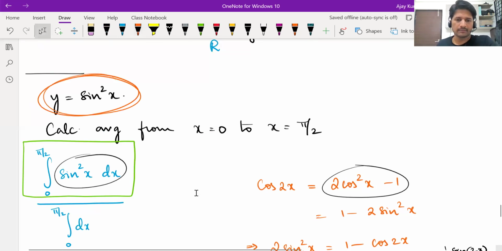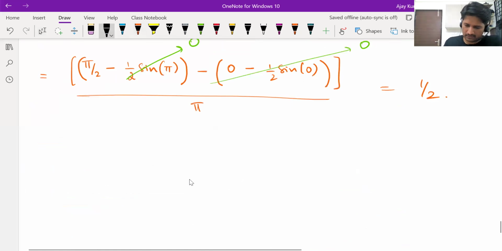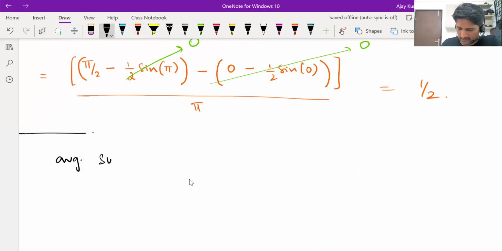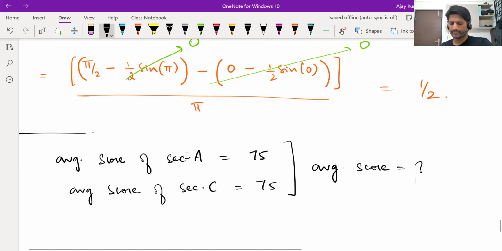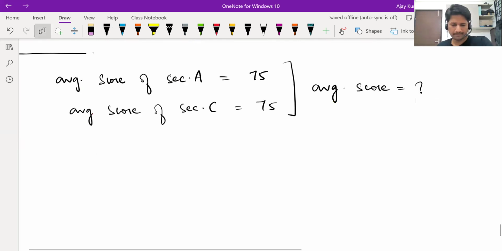Just a moment. Try to answer this question now. Average score of, let's say, section A is 75 and average score of another section C is also 75. Now, if you club A and C together, what is the average score? Think about it.